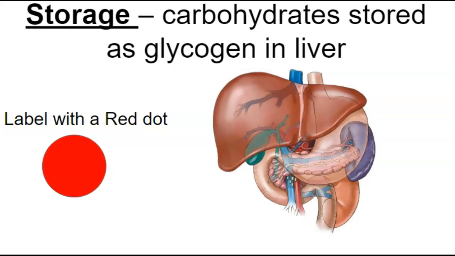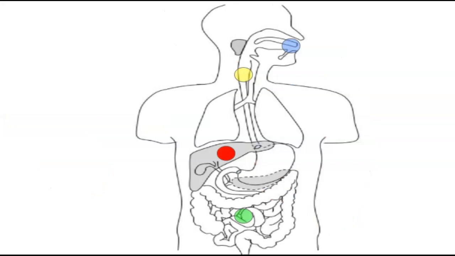And what happens is if you're not eating enough, the carbohydrates, the glycogen in the liver, those are the big molecules, get broken down into simple sugars and then sent to your bloodstream where your body can use them. And so this is a way that you can store energy or store sugar for later on. So we're going to label this with a red dot or just go ahead and write down happens in the liver.